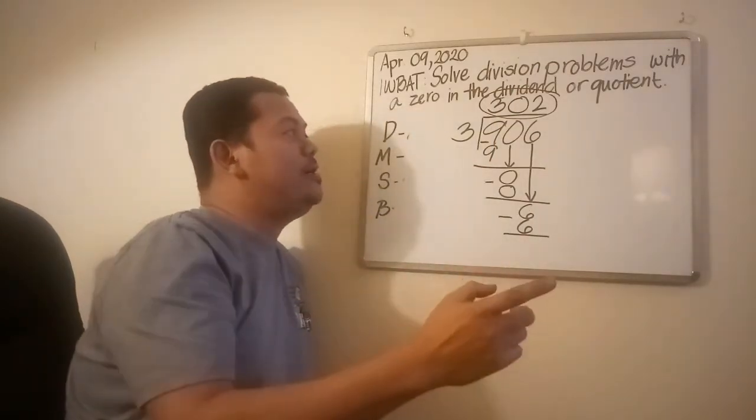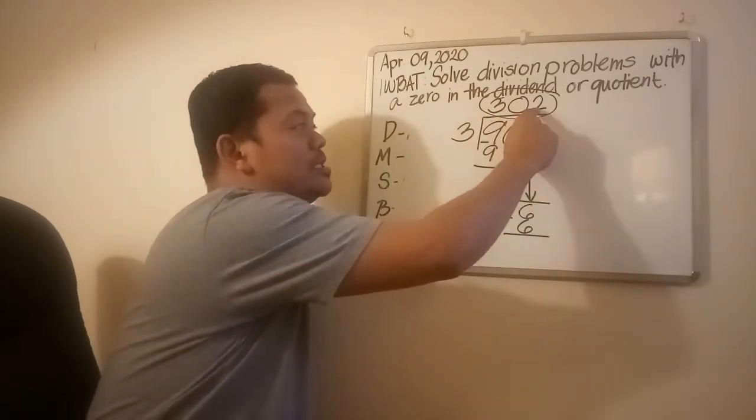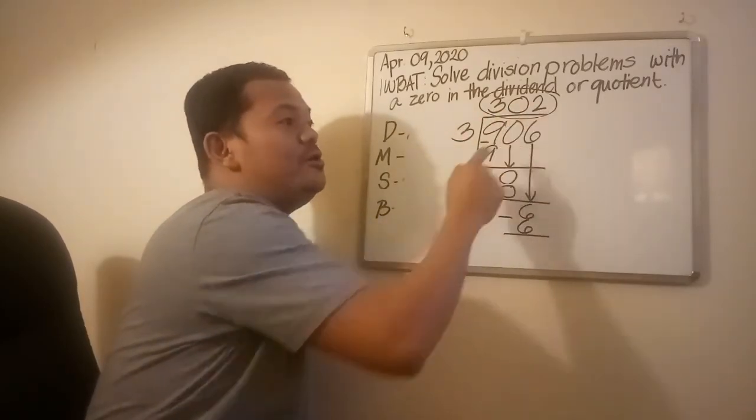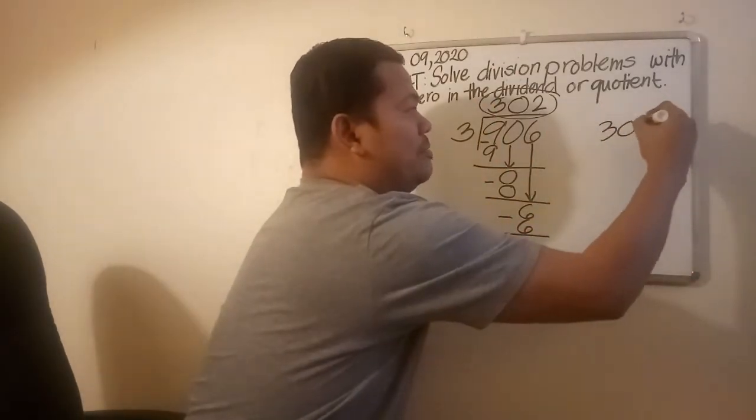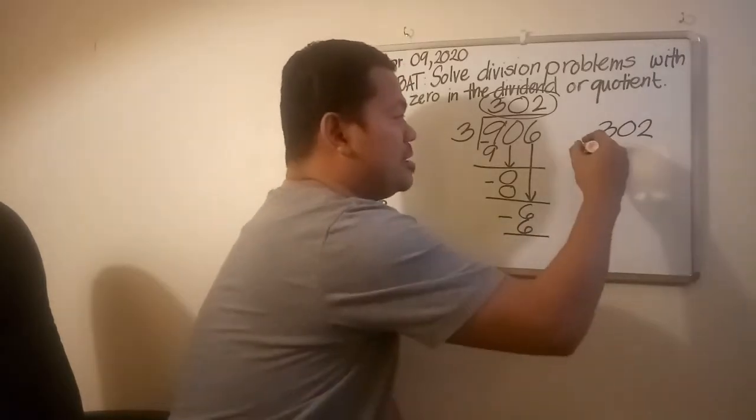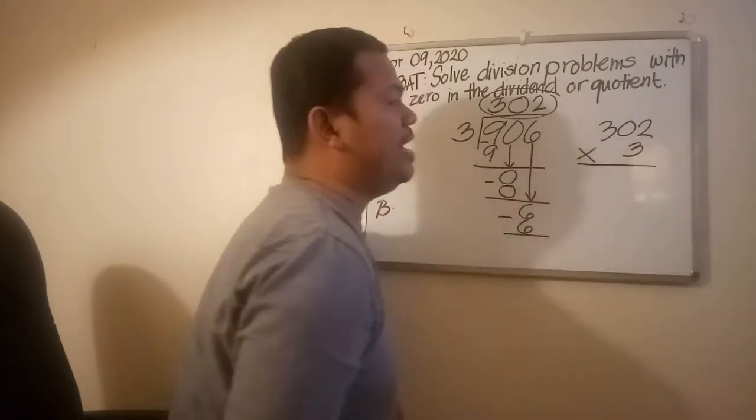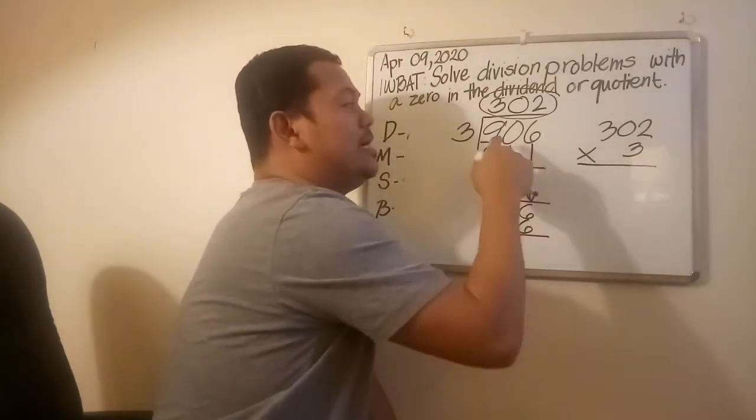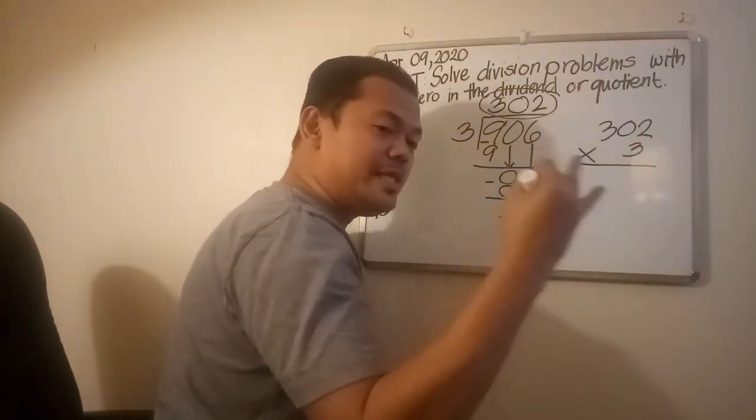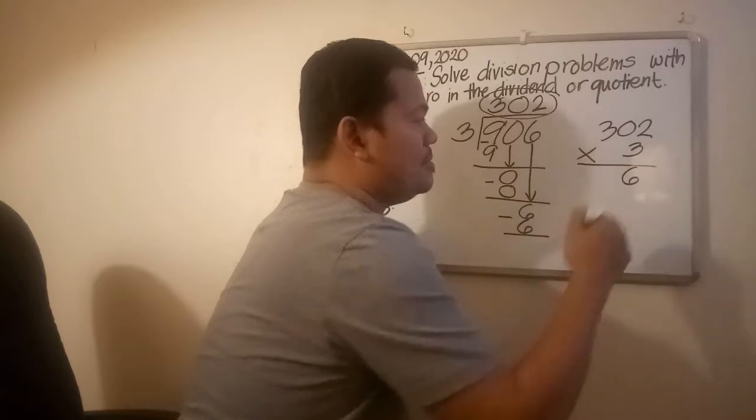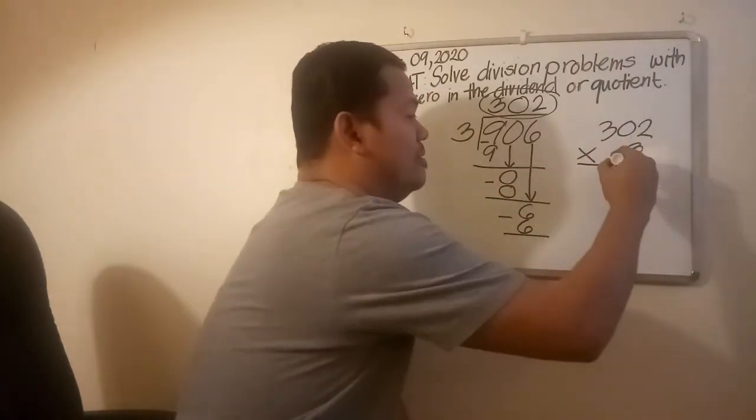Okay? And in order to check if our answer is correct, we are going to multiply our quotient times your divisor to find out your dividend. So we are going to write 302, because this is our quotient, times your divisor, which is 3. Then we are going to find out if the product is our dividend. Okay? Now, 3 times 2 is how much? 3, 6. It's 6. 3 times 0. Any number you multiply to 0 is equal to 0.